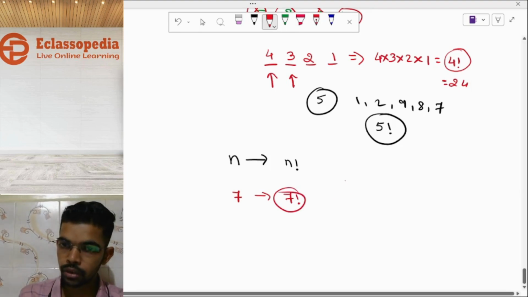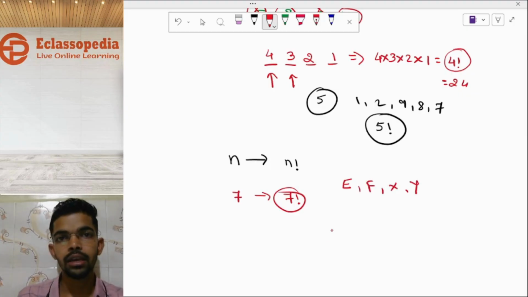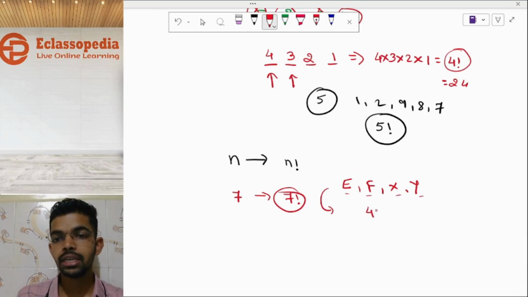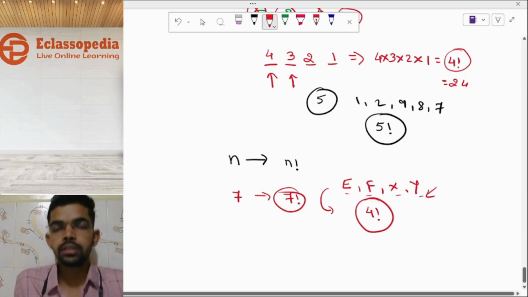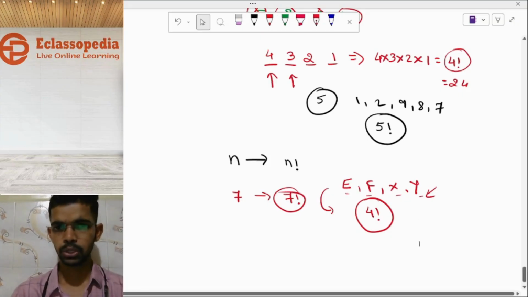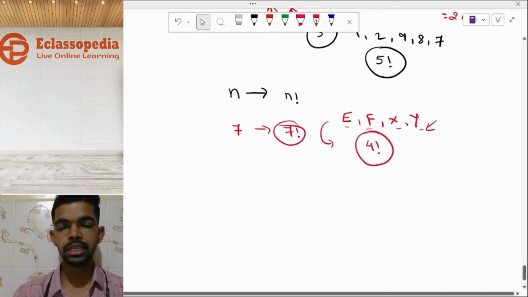For example, you have 4 letters E, F, X and Y. Now if I ask you in how many ways you can arrange all the 4 letters? There are 4 letters, so you can arrange them in 4 factorial ways. Since we have to arrange all the 4 letters, that can be done in 4 factorial ways. So in all these examples we did not have any restriction.